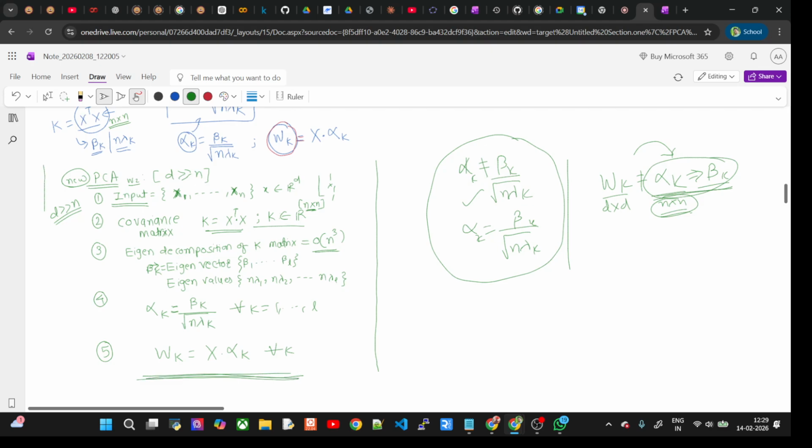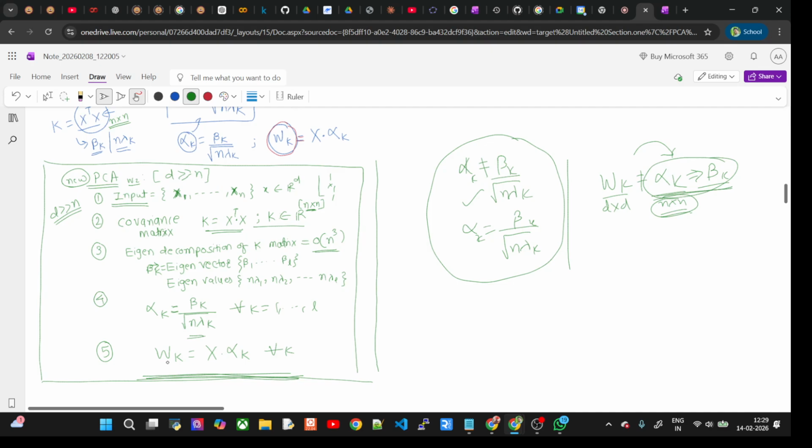In the exam, maybe questions come where they say that d is greater than n, and because these are multiple choice questions, you can solve it like this. What is alpha k? Alpha k is beta k divided by under root of n lambda k. This is the alpha k equation for all values of k equal to 1 to n. And what is wk? That is your final PCA eigenvectors. This is the movie's climax now.